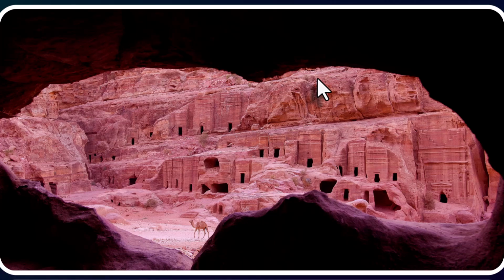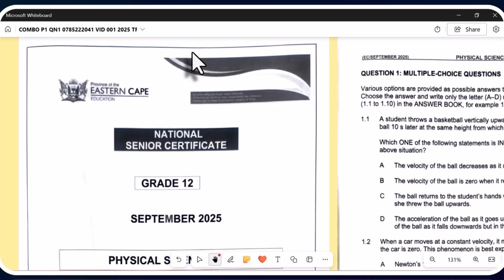Yeah, this is a combo of multiple choice questions from the trials 2025. Let us see how they get their answers so that you can prepare for November 2025. Let us start. We start with this Eastern Cape 2025 trial.